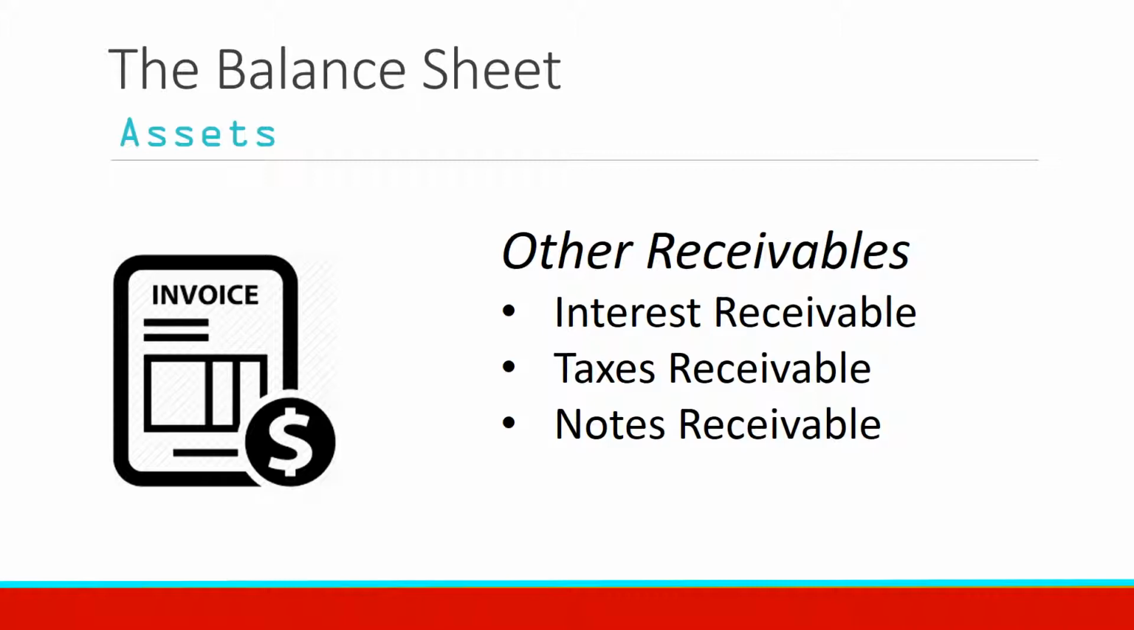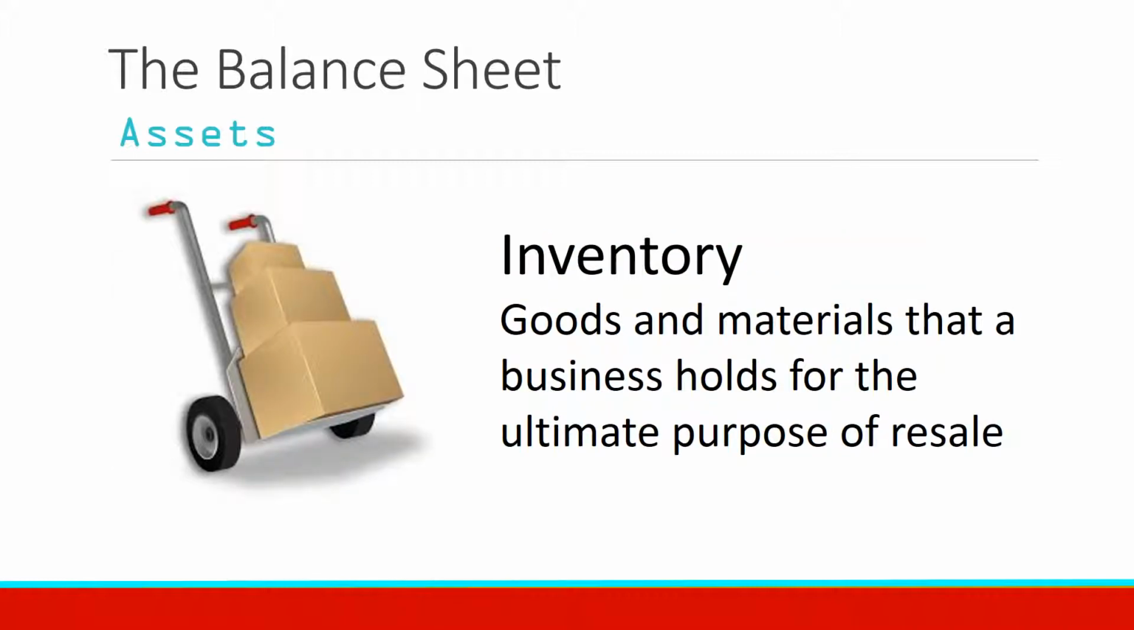And finally, a note receivable means the firm is owed money, and that money that is owed is documented with a note. And generally it means that the firm will be receiving not only the principal amount of the note, but also some interest. Another important asset is inventory. These are the goods and materials that a business holds for the ultimate purpose of resale.